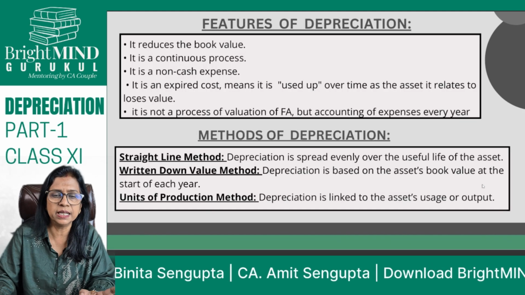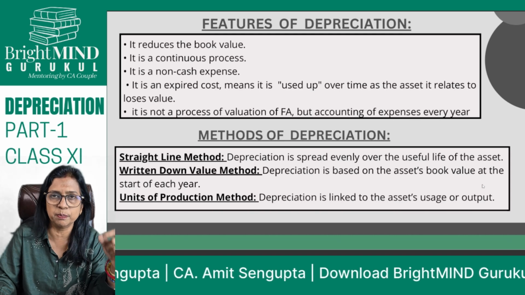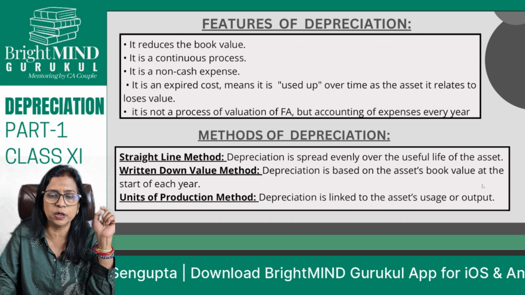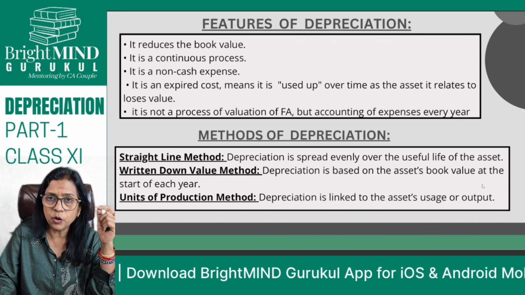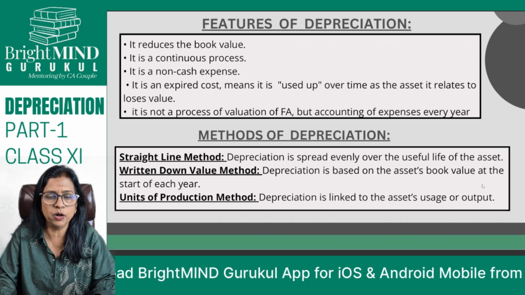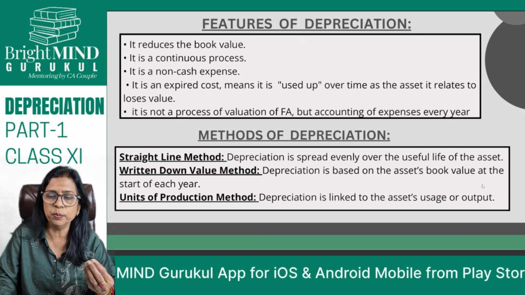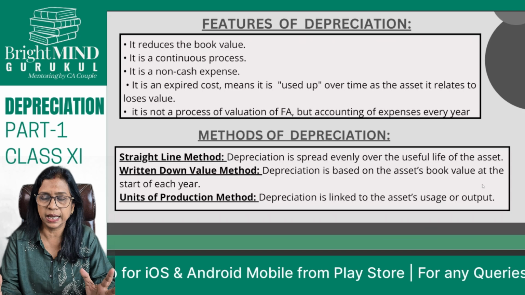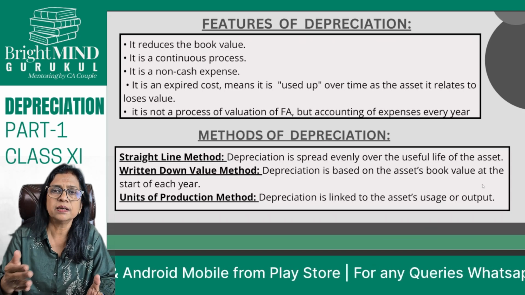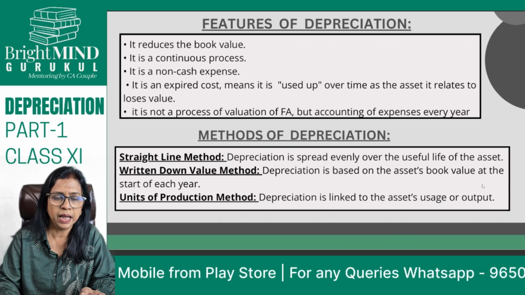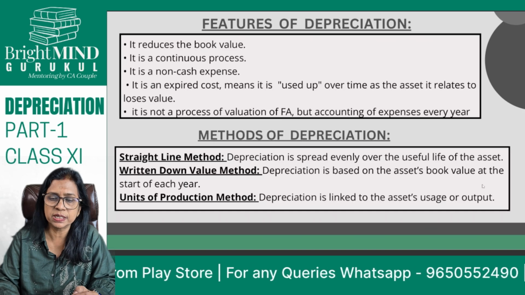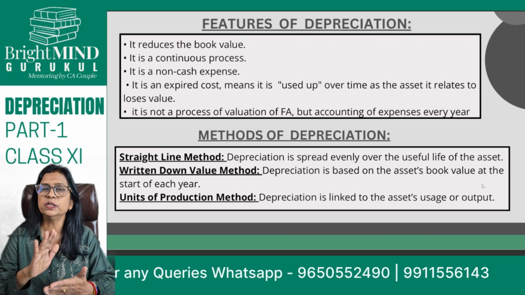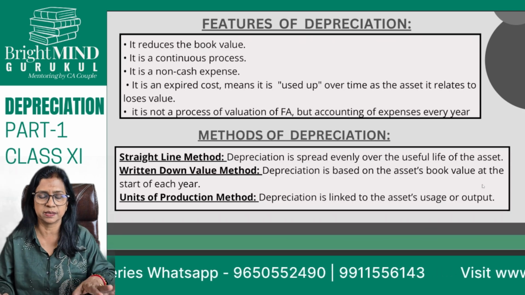Now what are the features? That is, depreciation will reduce the book value. And it is a continuous process. The wear and tear continuously keeps on happening every year. It is a non-cash expense because no cash is involved and it is an expired cost. What do you mean by this? That is, it is used up over a time. This asset loses its value. And the last one is, it is not a process of valuation of fixed assets, but actually it is accounting of expenses because we treat depreciation as an expense.